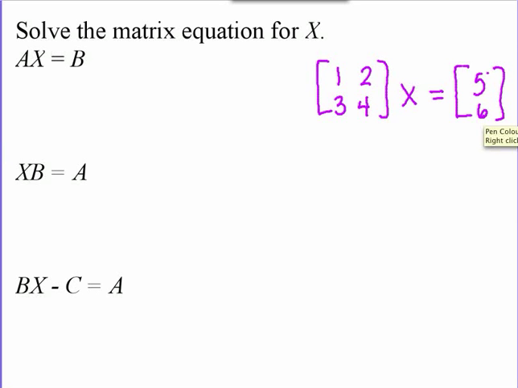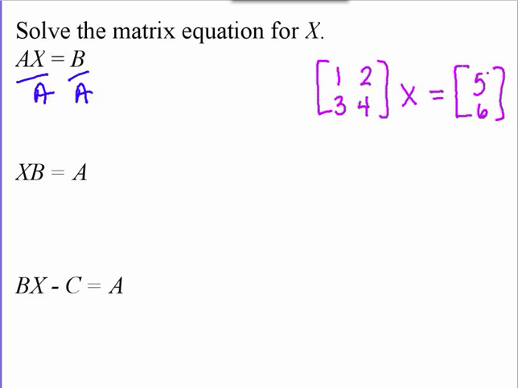So if I was going to solve that just in a normal equation for x, what would you do? Like if I just had a times x equals b, before we even learned anything about matrices, what would you do to solve that for x? You would do what with the a? Divide. So basically, in a normal equation, this is what you would do, right? And then you would solve for x. We've got a problem, though, because matrices you can't divide.